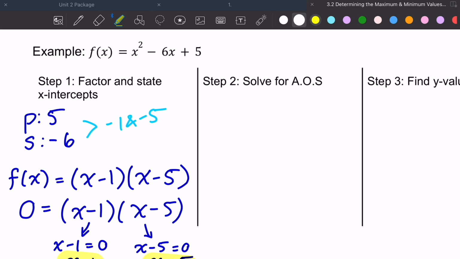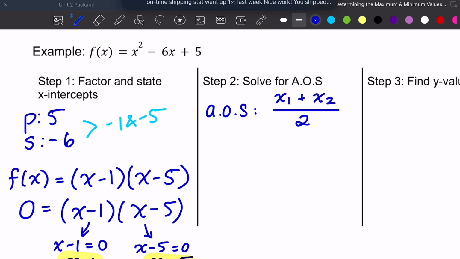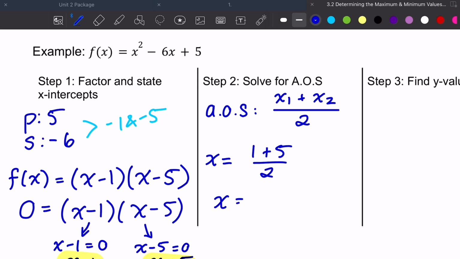Step 2 is now I have to solve for AOS, which, if you don't remember, is just the average of your two x-intercepts. So you're just adding them together and dividing by 2. Alright, and we're just going to say x equals, right, because this is the x value of the vertex, 1 plus 5 over 2, which really is just 6 over 2. And 6 divided by 2 is 3.